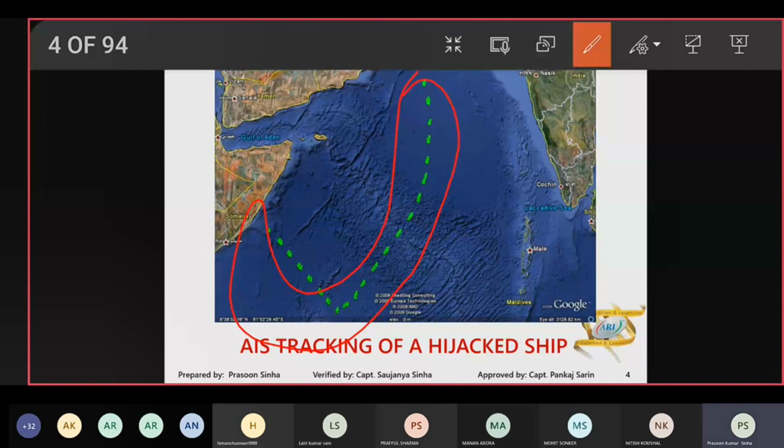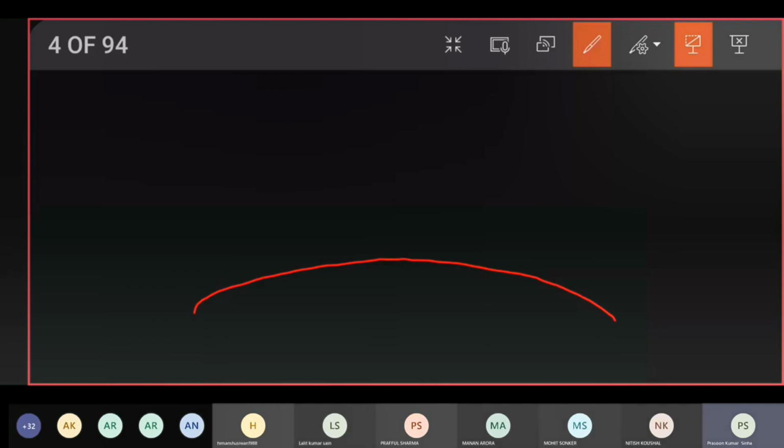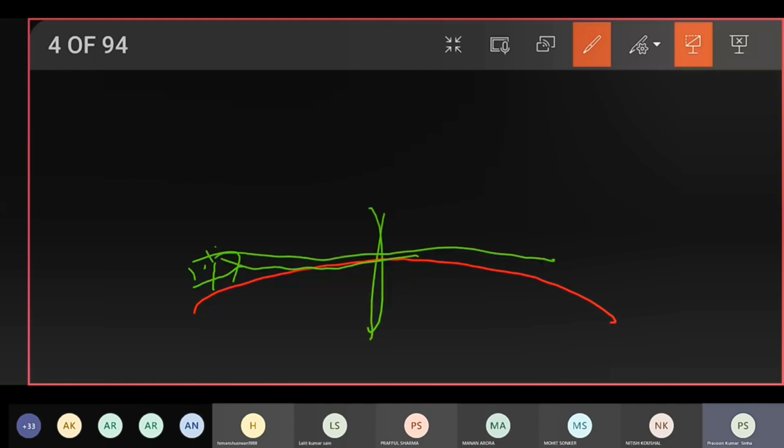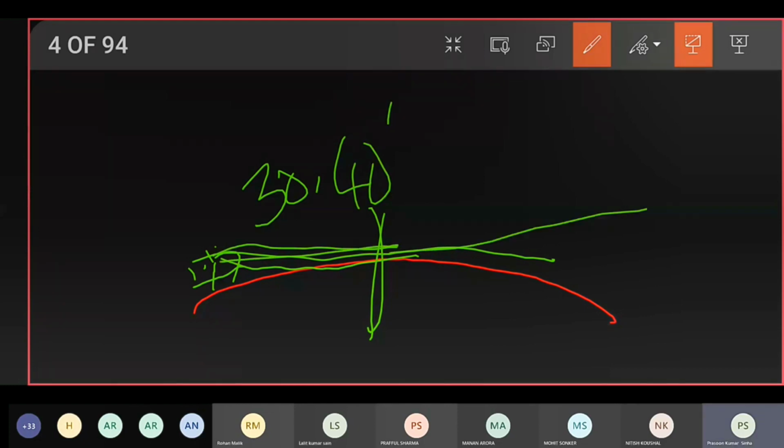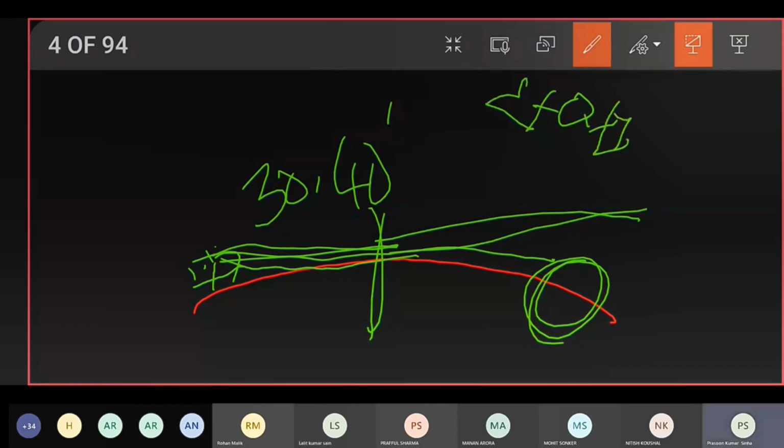AIS is a short range communication, works within 30-40 miles range of the ship, but that is when you are located on the surface of the earth. If the ship is here and she is transmitting, she can only transmit up to this, which is 30 to 40 miles. So line of sight communication. Yes, line of sight. So this is line of sight, and as it is going, somebody will not receive. What about a satellite which is in the sky like this? Is it line of sight or not?